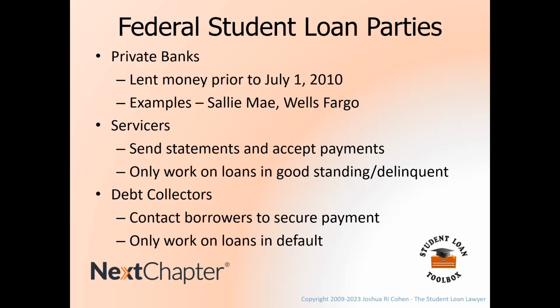But Sallie Mae lent, again, Wells Fargo, Bank of America, Chase, First Union, MBNA, any credit union you can think of, any local bank you can think of. Almost any bank that ever existed before 2010 was involved in federal loans. It was guaranteed money. There was no reason not. And then we have servicers. They send statements and accept payments.